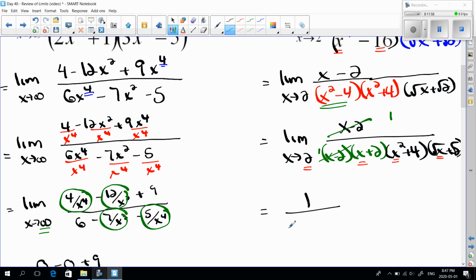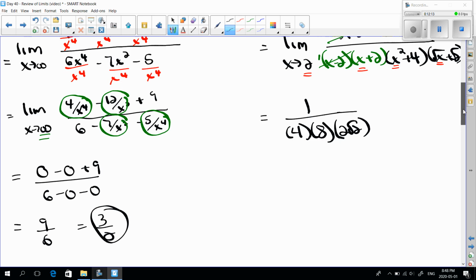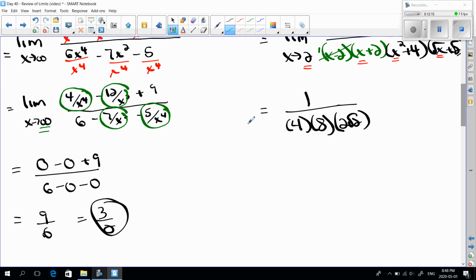This would be 2 plus 2, that would give me a 4. This would be 2 squared, 4, plus 4 more, that would be 8. And this would be a root 2 plus a root 2, which is 2 root 2. And when I multiply this, I end up with 1 over 32 times 2 gives me 64 root 2. All right, and there we have it, 1 over 64 root 2.